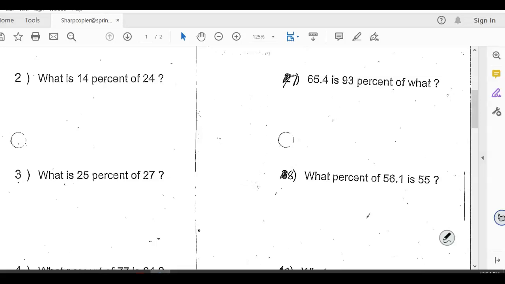Number 7. This is a word problem, so we're going to take a word problem and create an equation and solve for the missing variable. We start with bringing everything down that we can. 65 and 4/10. What does is represent? Equal. 93%. What does of equal? Multiply. And what does what represent? Variable. Perfect.